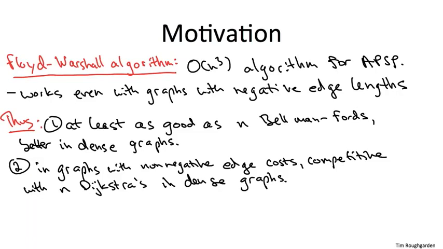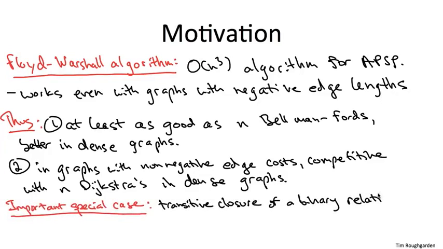One place you see the Floyd-Warshall algorithm used quite a bit is for computing the transitive closure of a binary relation. And in graph theoretic language, you can think of the transitive closure problem as computing all pairs reachability. So that's a special case of all pairs shortest paths where you just want to know whether the shortest path distance is finite or infinite. For each pair of vertices, you want to know, does there exist a path from the one vertex to the other or not?